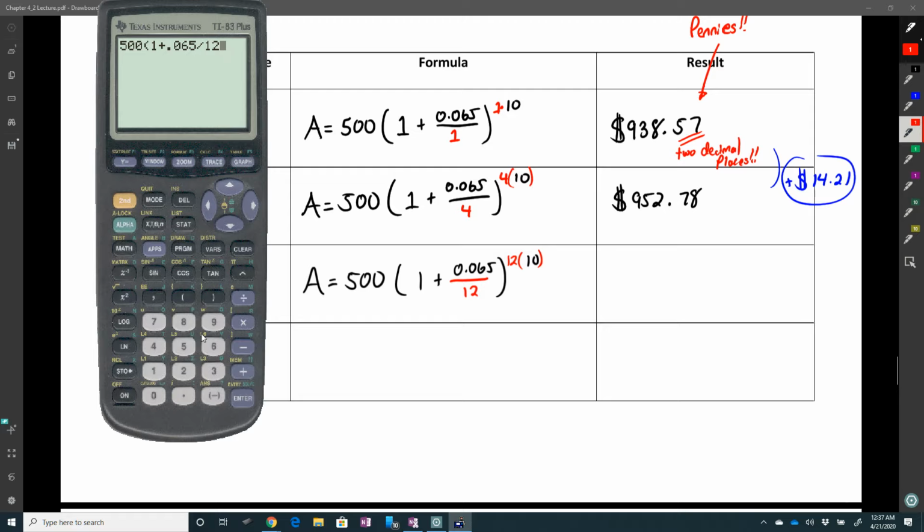0.065 divided by 12 raised to the 120. I'm just going to type in 120. 12 times 10 is 120. So you get 956 and 9 cents. And so doing it 4 times more as often, we get 956.09 minus 952.78, 3.31.